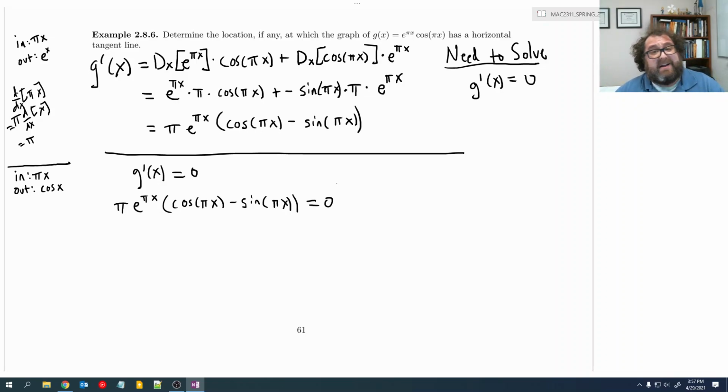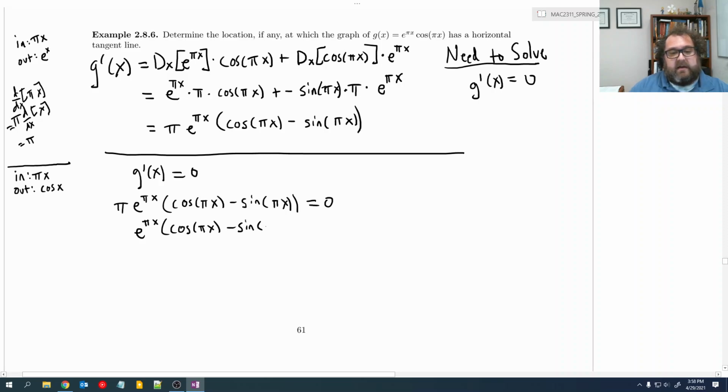Remember, if you have a factored expression set equal to 0, you can set the individual factors equal to 0 using the zero factor theorem, or the zero product property from algebra. So we have 2 factors basically. Well, actually, first, if it makes you feel better, you can divide both sides by pi. Since pi is a scalar, you can divide both sides by pi, and then you get e to the pi x times cosine pi x minus sine pi x equals 0. So we got rid of that scalar.